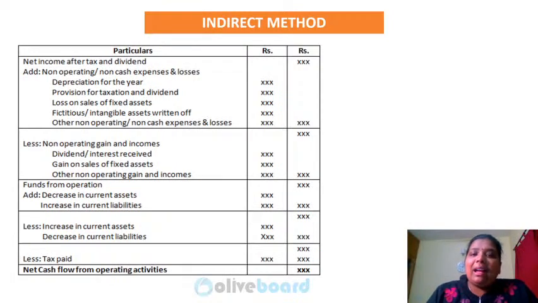So to arrive at that, we have two methods: direct and indirect. Direct is what I said, that you take only the items which have an impact on the cash. Non-cash items we won't. But we are using the indirect method in our financial statements basically. So in that, how do we arrive? In the indirect method, we arrive at the cash flow from operating activities from net profit.